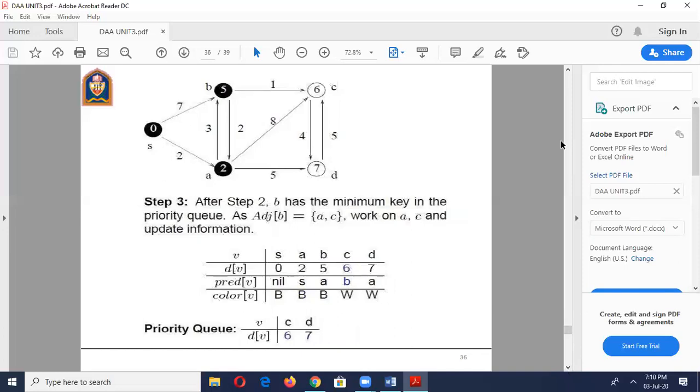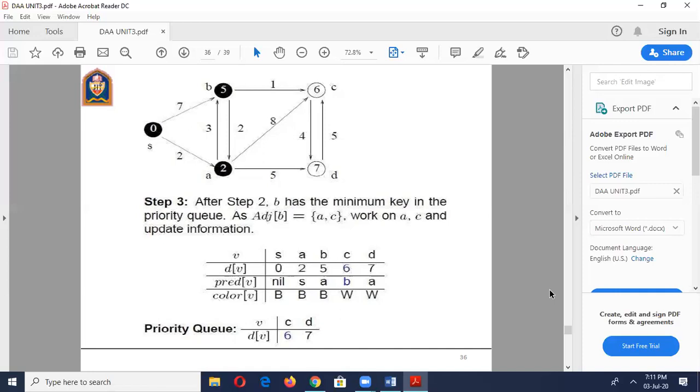In the next step, we take the adjacent for B and make it black. So adjacent for B is A and C. Substituting values for A and C, A already has a value 2 and we are giving that value again, no changes since it is black. So we are giving a new value to C, which is 6.